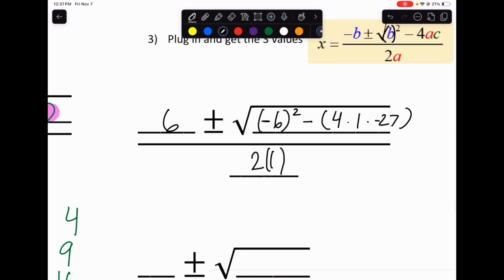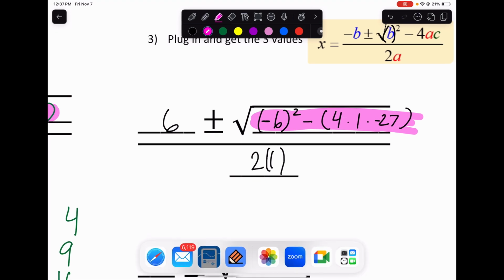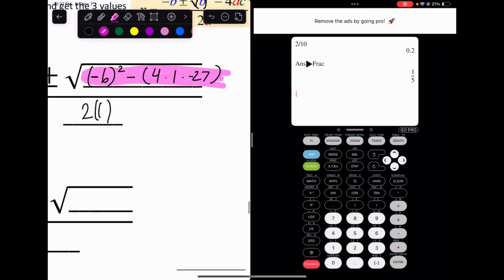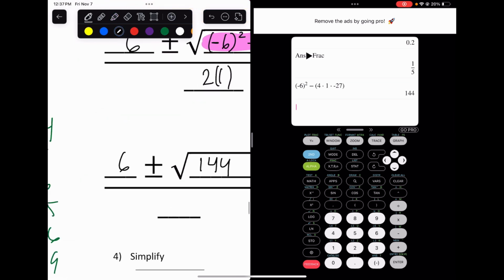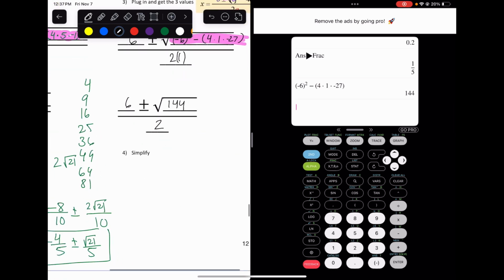So now we're going to go ahead and identify our discriminant, right? Remember, you plug in what is inside the radical without the radical. So essentially we're just finding the discriminant, which is b squared minus 4ac. We do negative 6 squared minus 4 times 1 times negative 27. When we do that, we end up with 144 as our discriminant. We still got this 6 out in front, and then 2 times 1 gives me a 2. All right, so now we work on simplifying this, okay?